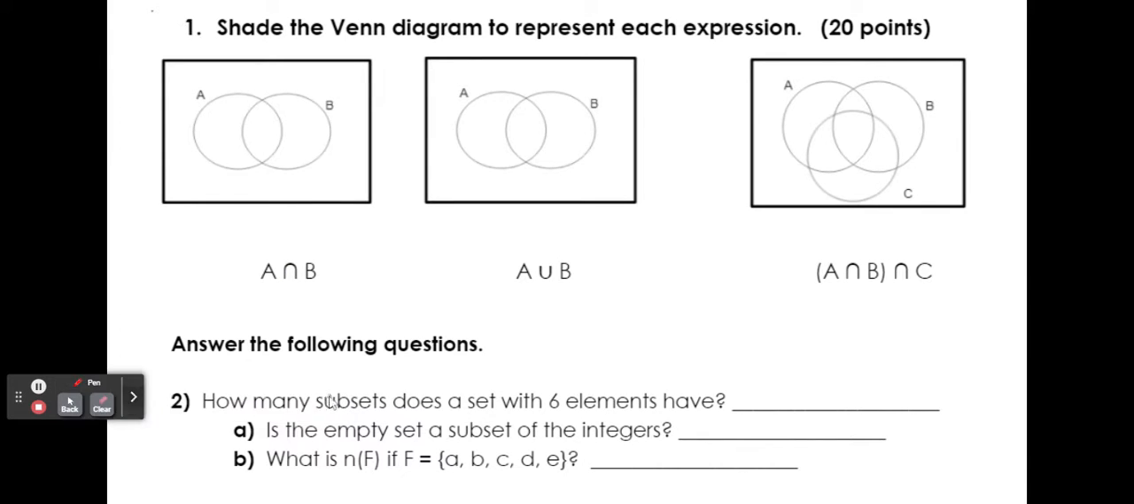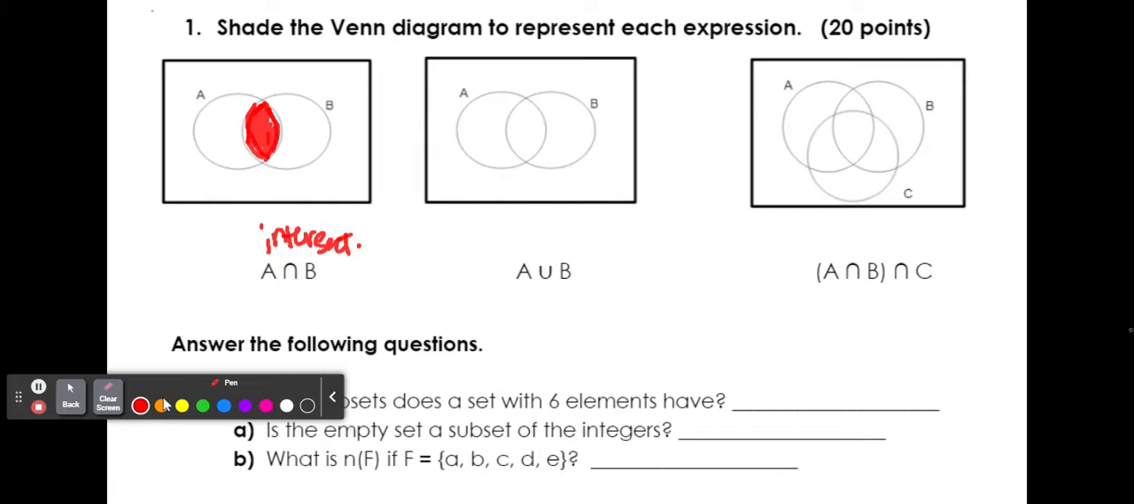So you had to remember that this is the intersection, and the intersection is where they both have the same numbers, what they share in common. So the intersection is just what they have in common. That's the middle part there.